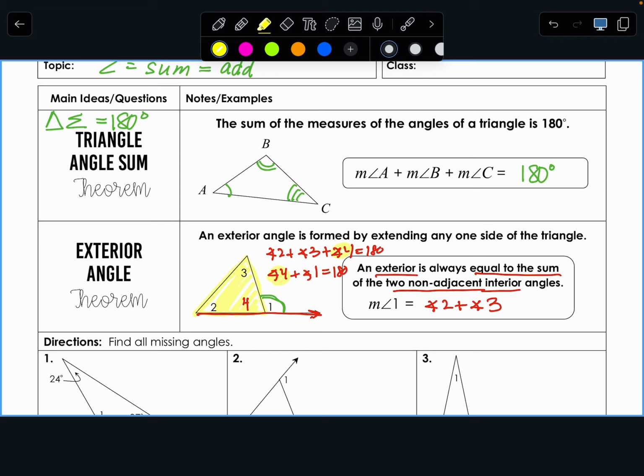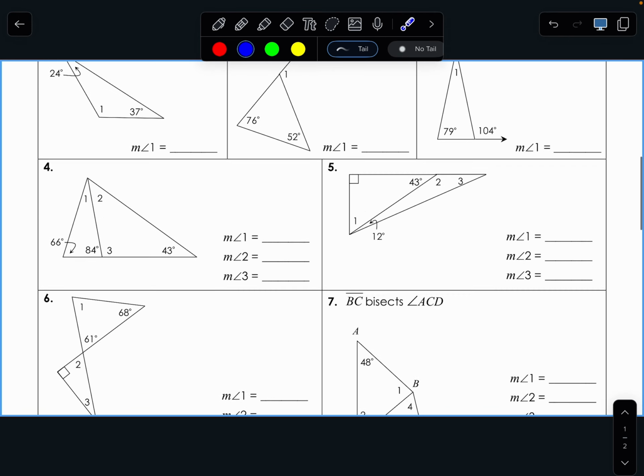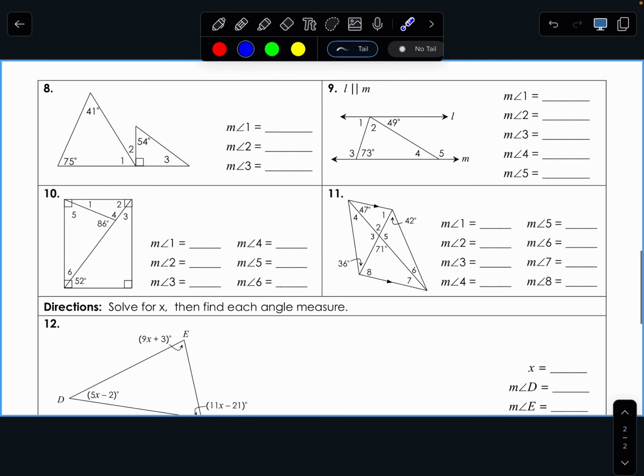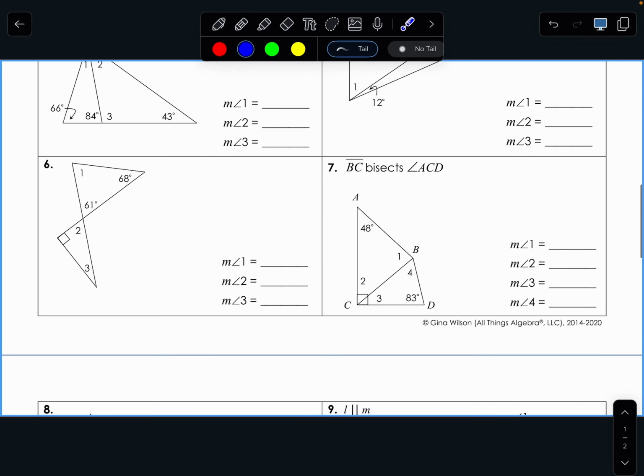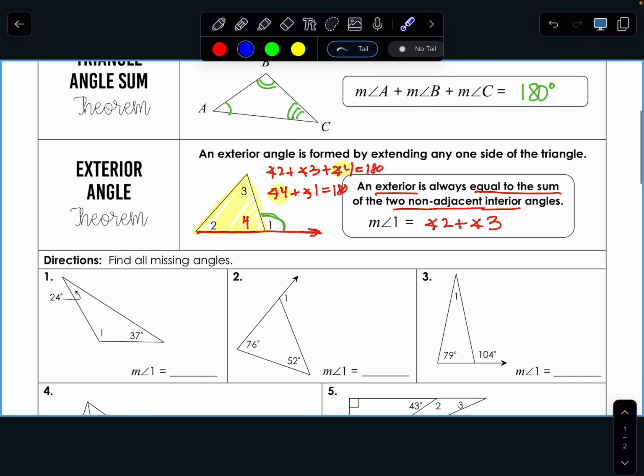So it's just the angle on the very outside of a triangle equals the two. Just think of it as the two that don't make the straight line. So the other two, the ones that are furthest away or non-adjacent, are the ones that add to equal that angle on the outside. So as we go through these examples, it's just about remembering those properties. Sometimes they're more complicated than the other ones, but sometimes they're not.